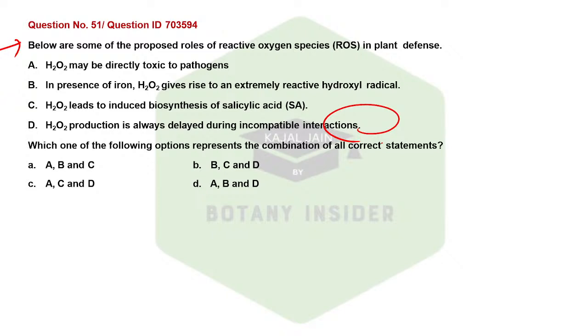Let's say you have the first option as H2O2 may be directly toxic to the pathogens. Then, in the presence of iron, H2O2 gives rise to an extremely reactive hydroxyl radical. Then H2O2 leads to induced biosynthesis of salicylic acid. And then H2O2 production is always late during incompatible interaction. You need to find out the combination of all the correct statements. A is the correct answer for this particular question.